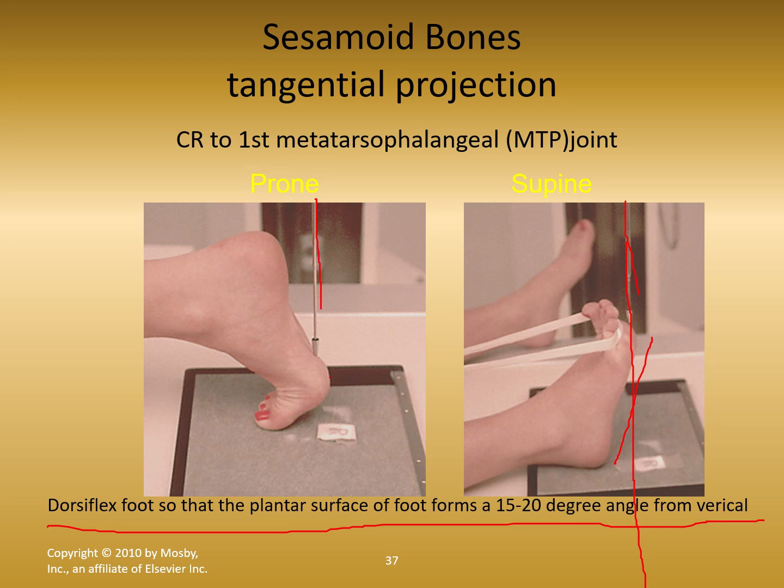That would be a vertical line. If we just continue that center ray on, that's vertical. So we're talking about the plantar surface of the foot being 15 degrees from that vertical line. The angle is being made down here. Okay, so 15 degrees from vertical. We're going to dorsiflex the foot, so the plantar surface of the foot is 15 to 20 degrees from a vertical line.